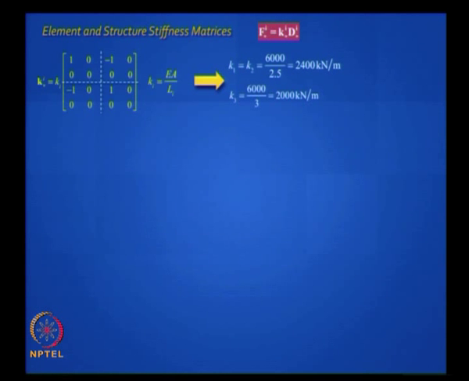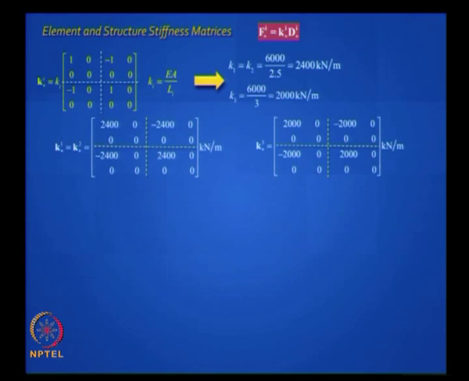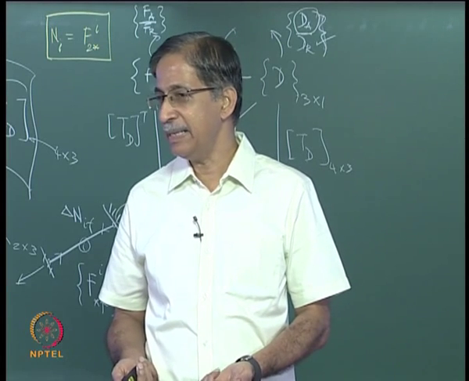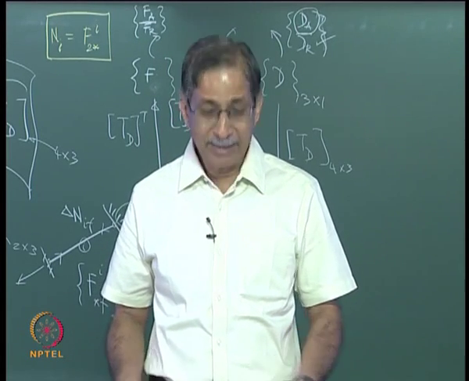All you need is the axial stiffness of the 3 elements. So EA is constant for all of them, only the length changes. For the first and second elements the length is 2.5 meters, and for the third element it is 3 meters. So 6000 divided by 2.5, and 6000 divided by 3. Now you can generate K1 star and K2 star will be identical because they are symmetric and identical. K3 star will be different because the EA by L value is different. You got them. Now what do you do?